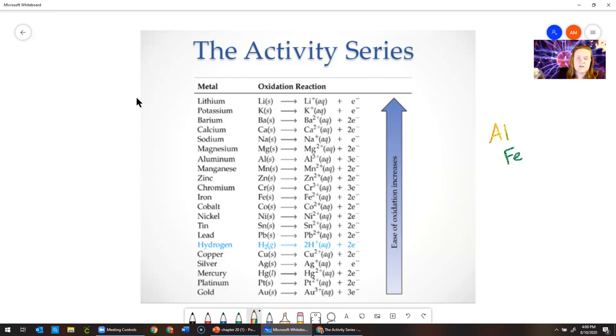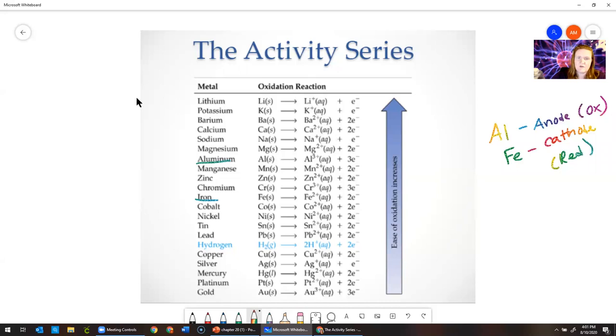So if my choices are aluminum and iron, aluminum needs to be my anode, which means it's the one that's going to be oxidized. And iron has to be my cathode, because aluminum has a higher activity than iron does. So if aluminum is my cathode, it's the one that's going to be reduced.